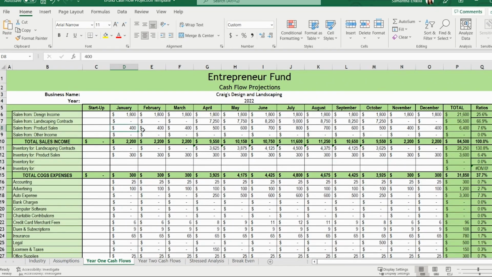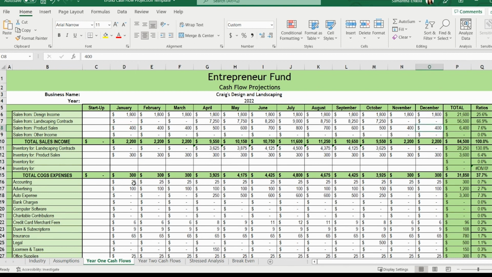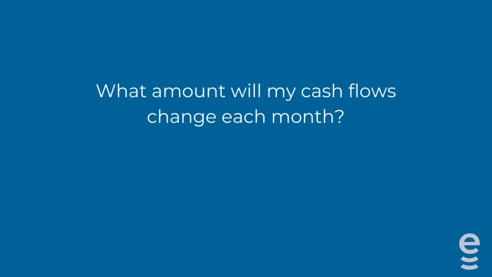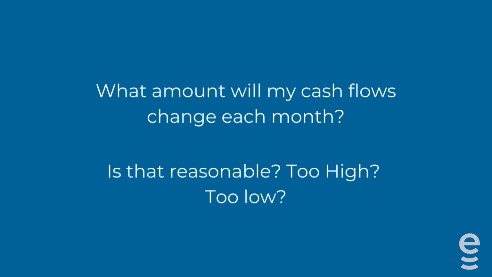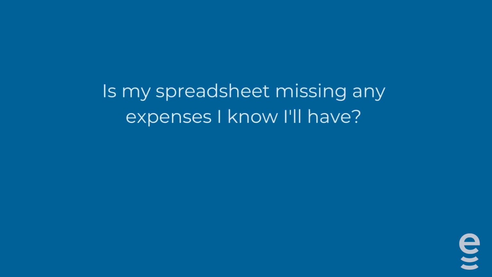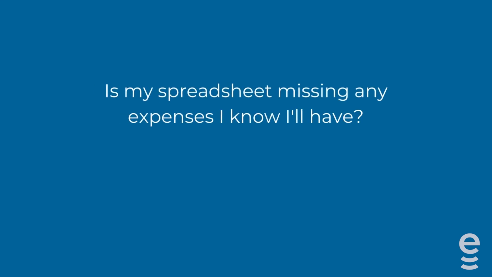Now that you've entered revenue and expenses to the best of your ability, it's time to check your work. Step 3. Once you've filled out your spreadsheet with numbers and put zeros in empty boxes, double check your work to see if it makes sense. Some things to think about are, what amount will my cash flows change each month? Is that reasonable, too high, or too low? Is my spreadsheet missing any expenses I know I'll have?